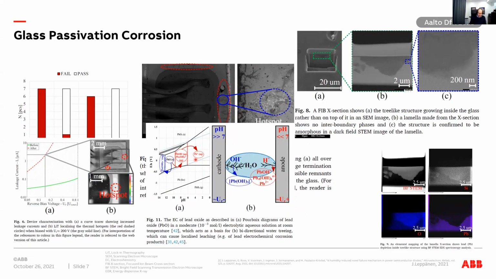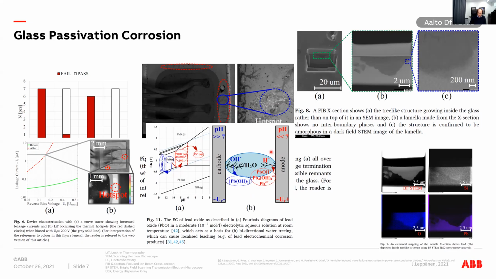So basically, at the anode end, this lead oxide can dissolve into lead hydroxides, for example lead hydroxide 4+, or even lead hydroxide plus. And then finally, these can dissolve into lead 2+, for example.